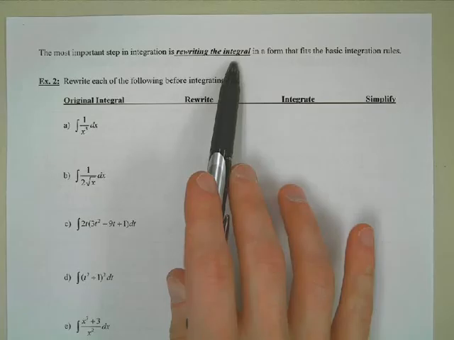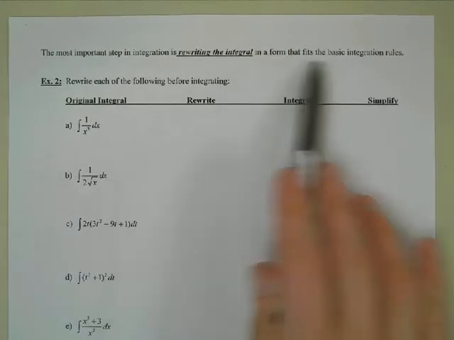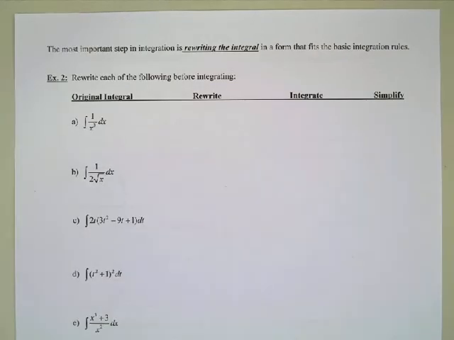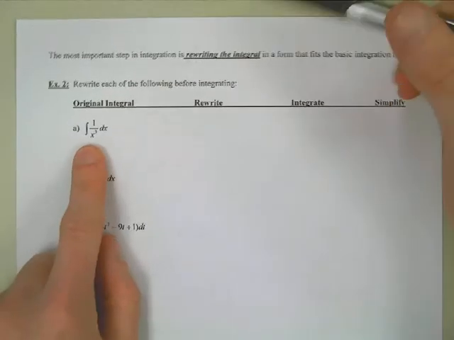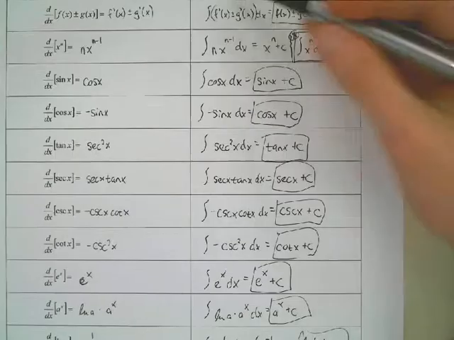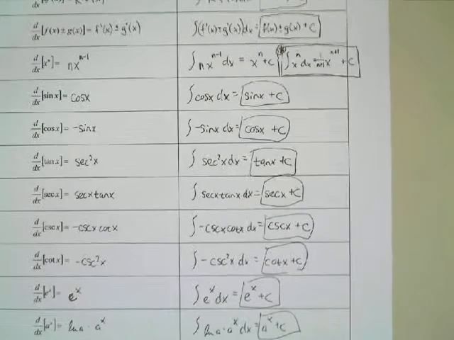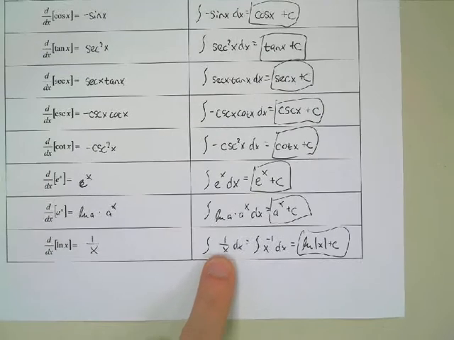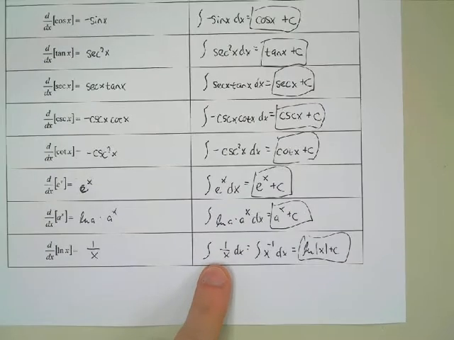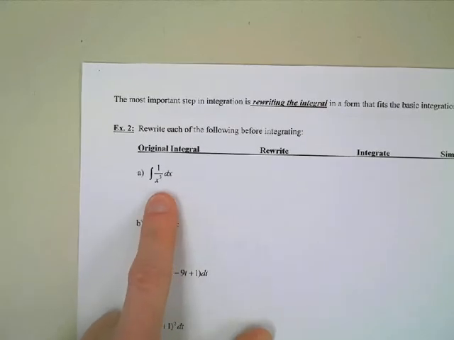So we want to rewrite each of the following before integrating. So, 1 over x cubed. Now if I look over here, if I want to integrate 1 over x cubed, the only thing that's even close to that is 1 over x. But is integrating 1 over x the same thing as integrating 1 over x cubed? No. So the integral of 1 over x cubed is not natural log. The only thing that you integrate to get natural log is 1 over x. The integral of 1 over x is natural log.